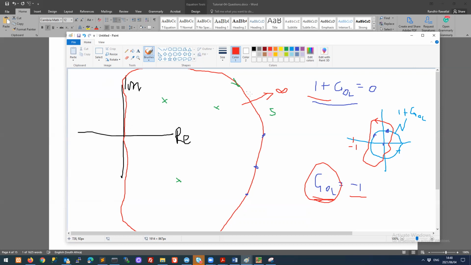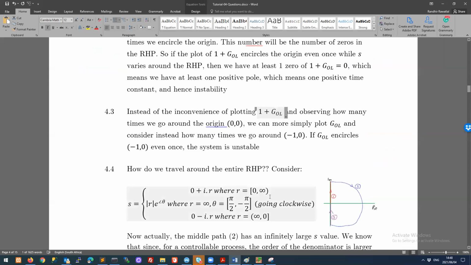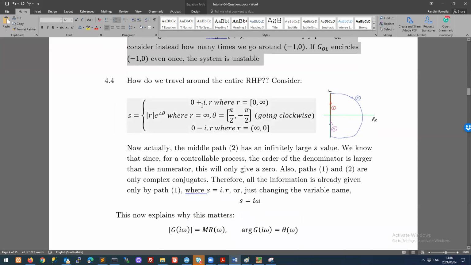We go around the entire right-hand plane in S. So in the S plane, we go around the entire right-hand plane. We move around this trajectory here, and then we observe how G is changing. And if G ever goes around -1, then it means it's an unstable process. Right, so that's the next bit. Now the question is, so we've talked about this -1, 0 instead of 0, 0. So how do we go around the entire right-hand plane? Because the right-hand plane is infinite. Even though it's half of all of S, it's still an infinite plane.